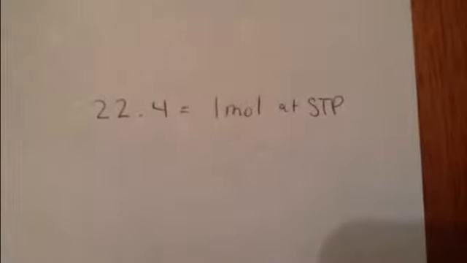So we use the standard temperature and pressure, which means a temperature of 0 degrees Celsius and a pressure of 101.3 kPa. At this standard temperature and pressure, 1 mole or 6.02 times 10 to the 23rd representative particles of any gas occupies a volume of 22.4 liters. The quantity 22.4 liters is called the molar volume; 22.4 liters equals 1 mole at STP.